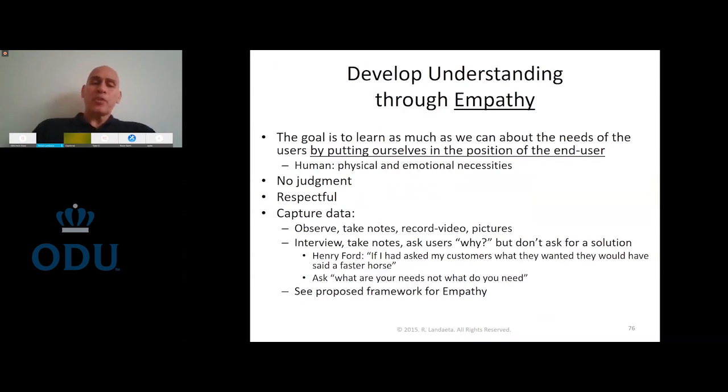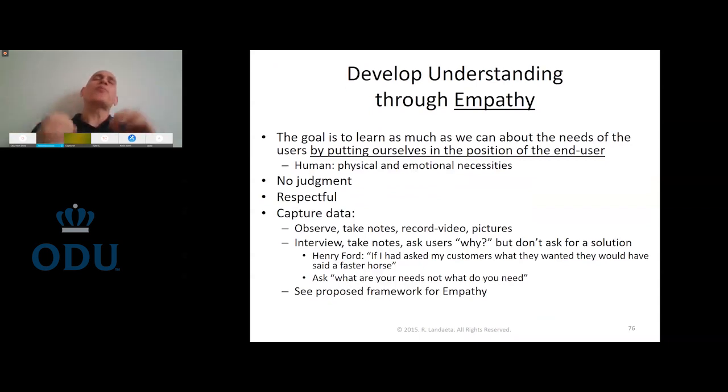And in going through empathy, it's important, as I say, to observe what they don't do and also listen to what they don't say. To do that, it's necessary that we have some level of interaction with the end user, right? So we do that through interviews, sometimes surveys too.